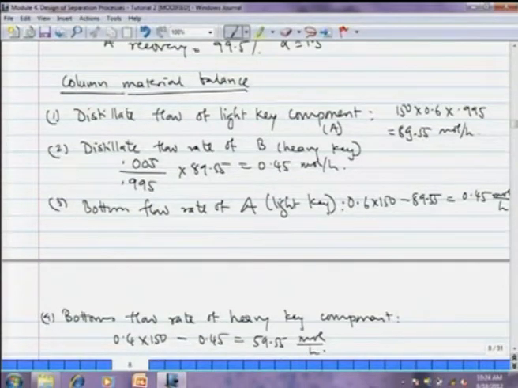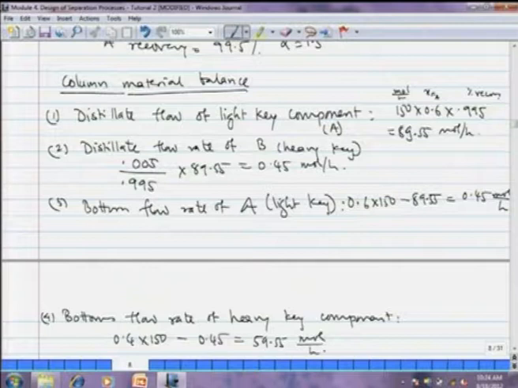The distillate flow rate of light key component, that is A, is 150 mole per hour into 0.6, that is the total feed of A, and we have to recover 99.5% of that in the distillate. So, the distillate flow rate of light key component is 150 mole per hour into 0.6, that is XFA, into 0.995, that is percentage recovery, and we get 89.55 mole per hour as the answer.